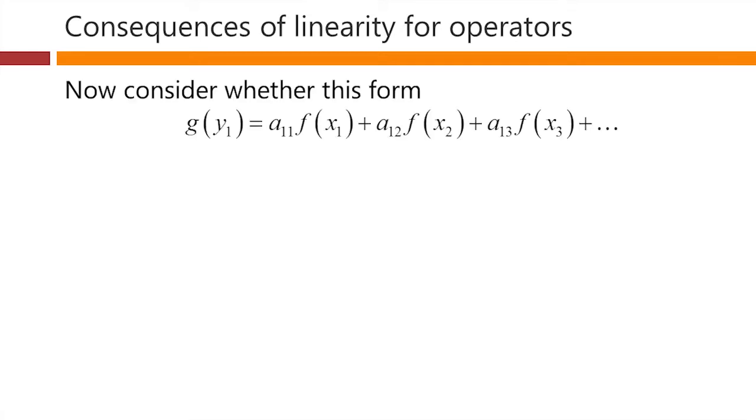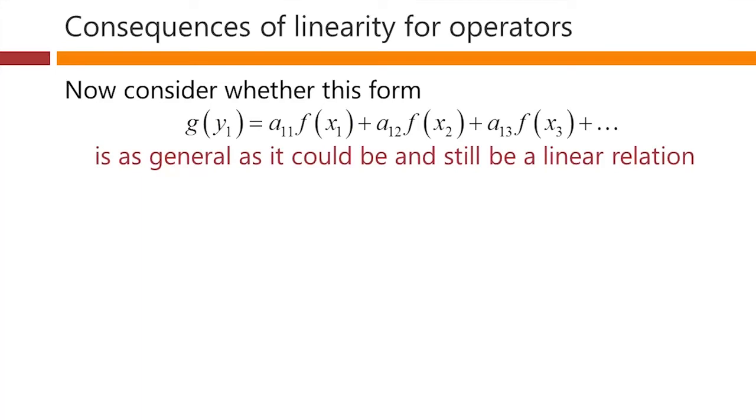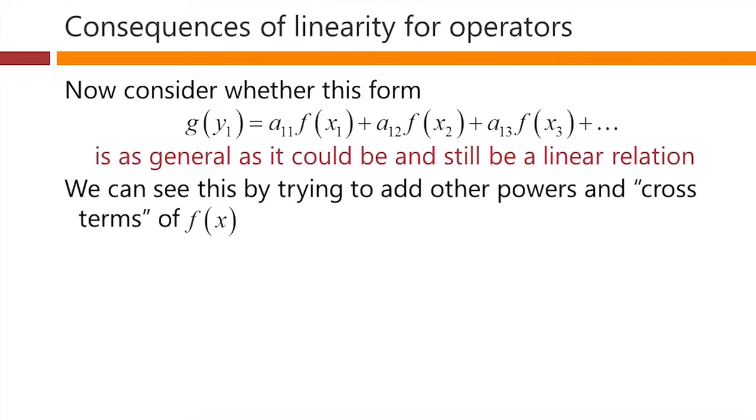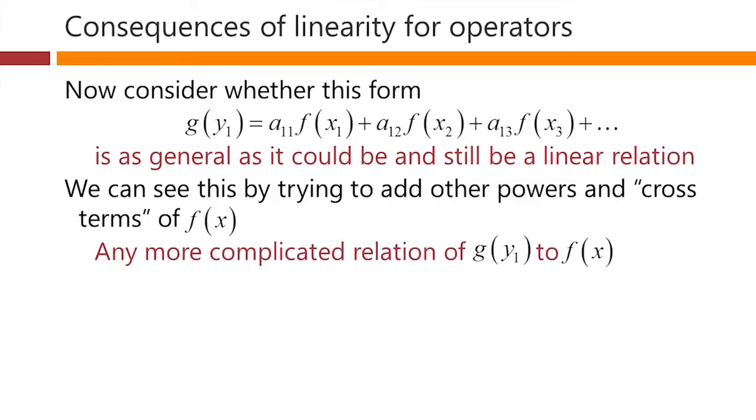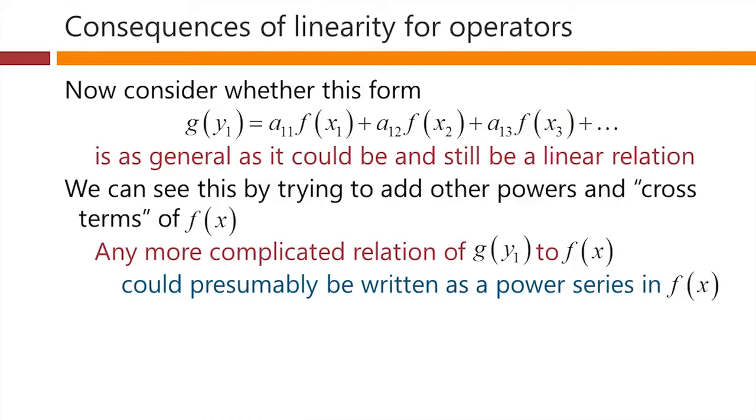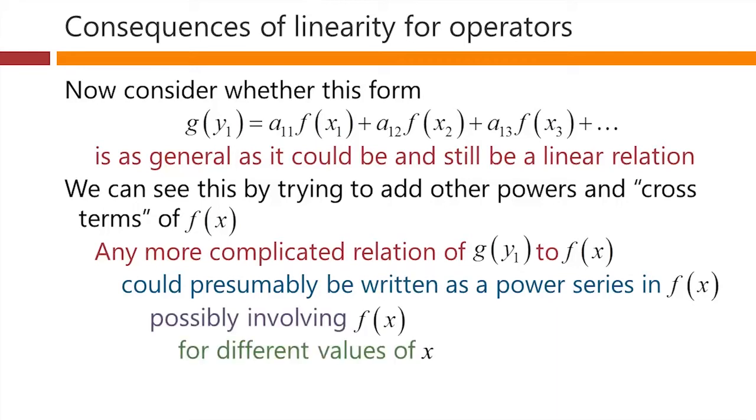Now let's consider whether this form is as general as it possibly could be and still be a linear relation. We can see this by trying to add other powers, or what we'll call cross terms, of f of x in here. Any more complicated relation that we could have of g of y1 to f of x at all of its possible values of its argument could presumably be written as some power series in f of x at all of the possible values of its argument. That might involve f of x for different values of x.